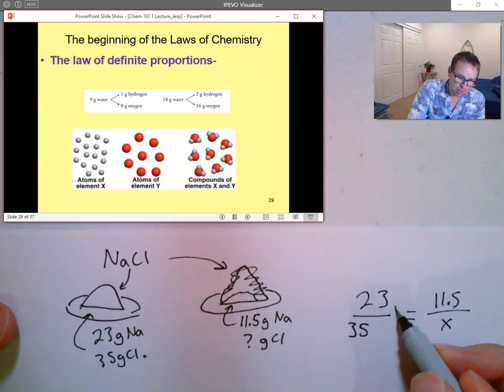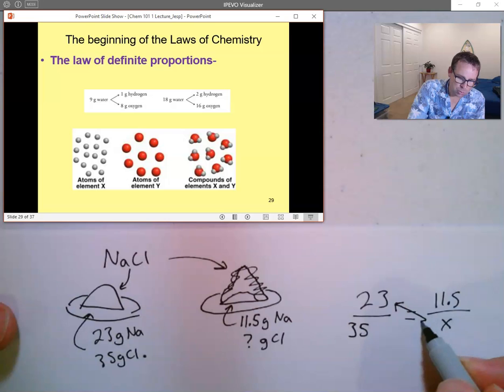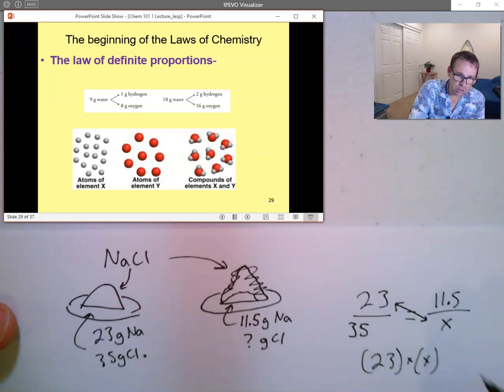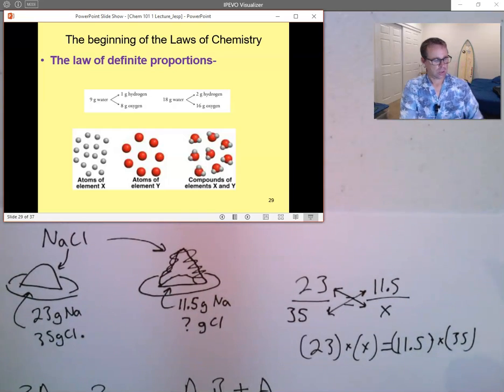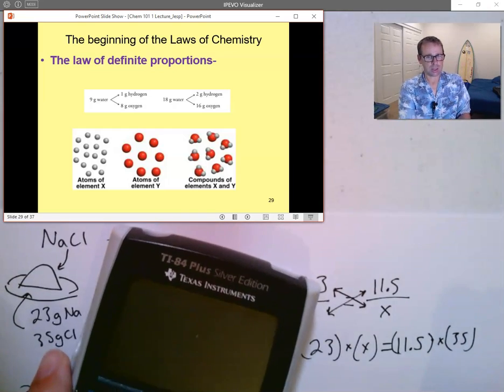And to solve this problem, you multiply these two together. So that's 23 times X, some unknown number, and that equals, multiplying those two together, the product of those two, 11.5 times 35. Okay? So I can put that into my calculator.